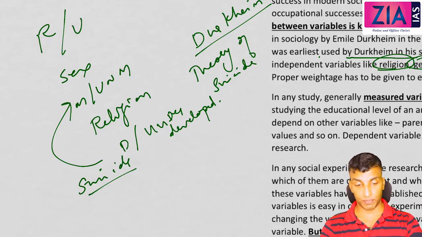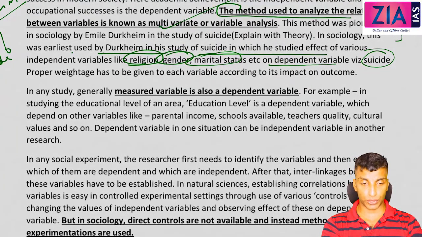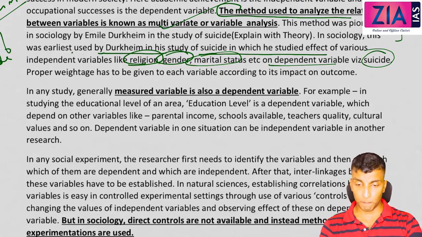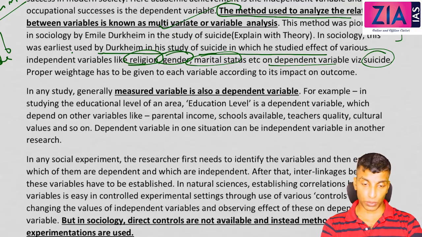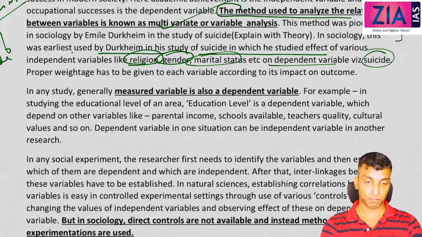Because it can change. Proper weightage has to be given to each variable according to its impact on the outcome. It means that you will understand when we discuss the theory of suicide, you have to give different weightage to different variables. So religion, marital status, different variables will have different weightage on people committing suicide.